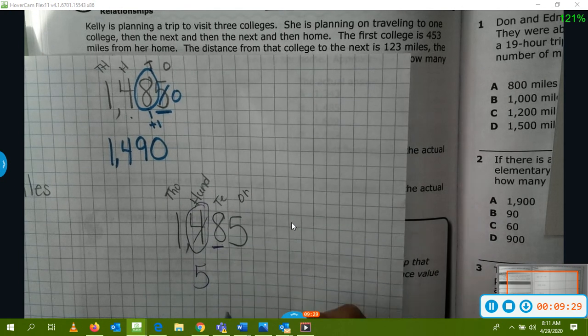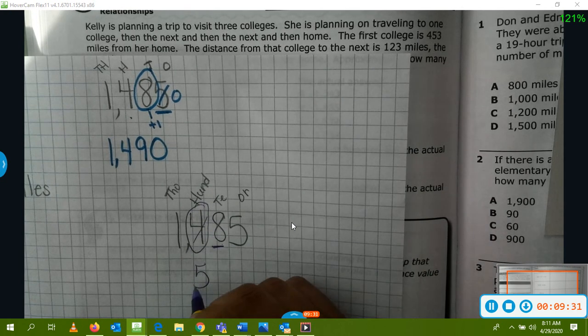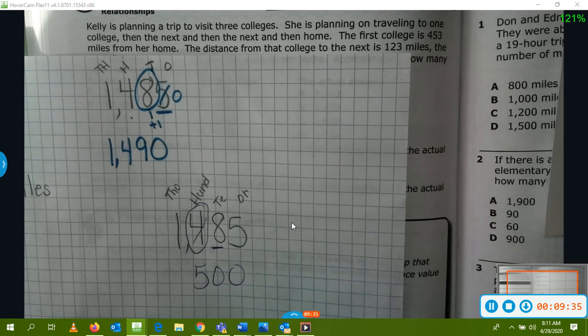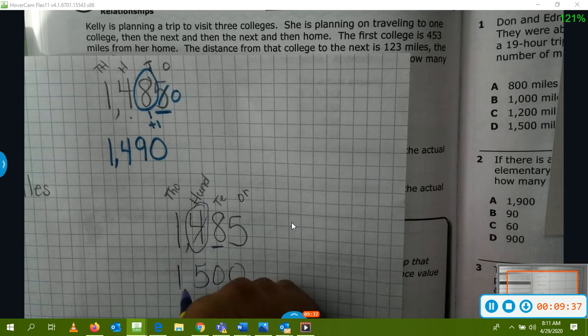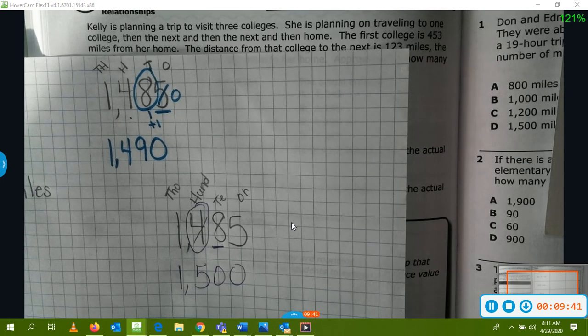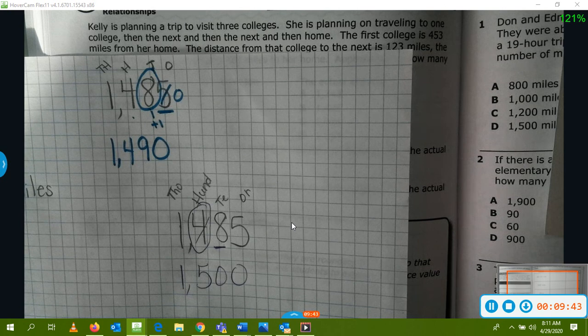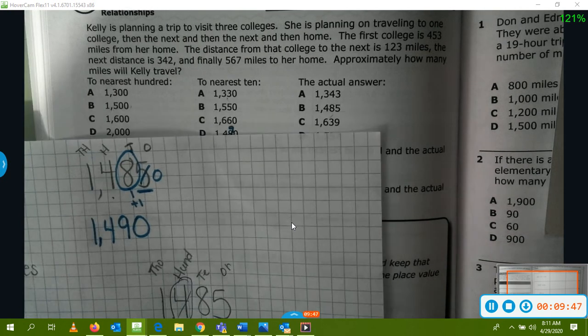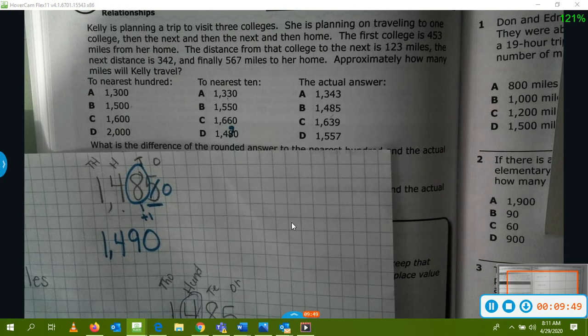So flex your muscles like a hero. Digits to the right, change to zeros. All the other numbers stay the same. Yo, you're a winner in this rounding game. So we round 1485 to the hundreds. We get 1,500. So your answer for that one would be B.